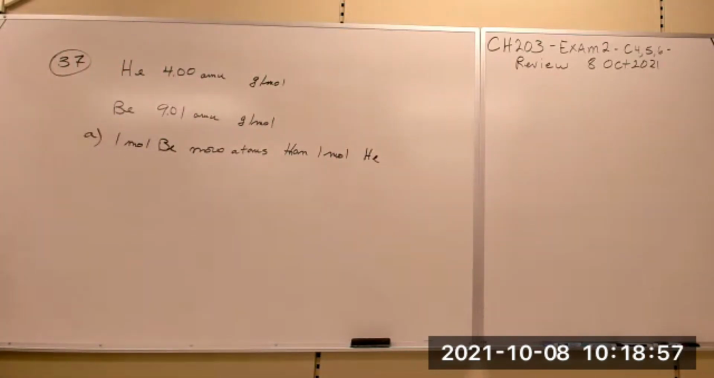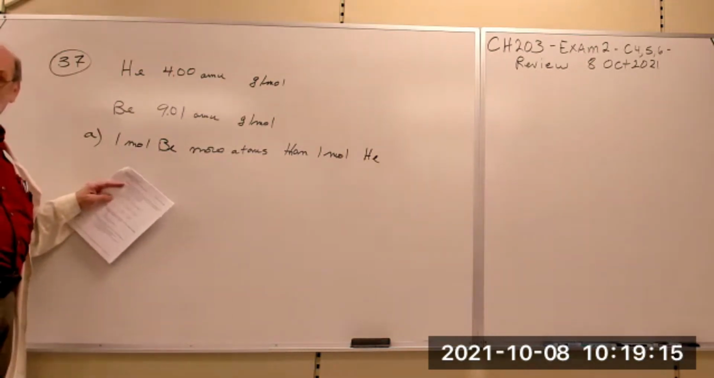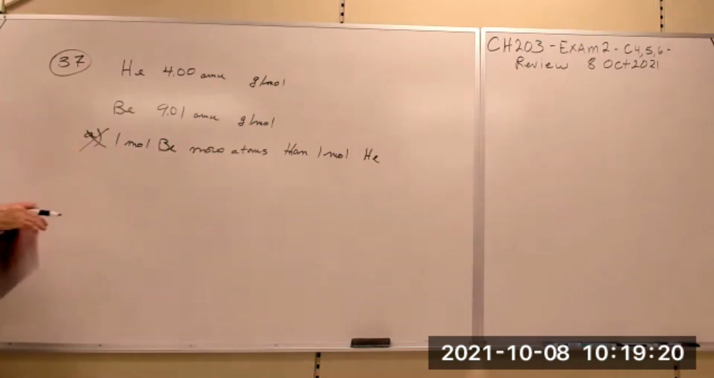Is that one true? When you step back and look at the definition, that's a stupid statement. A mole is a mole is a mole, right? It's the same number of atoms no matter what it is. A mole is just a number of something. So that was false. You can't have more atoms when you have 1 mole of each. They're the same numbers.